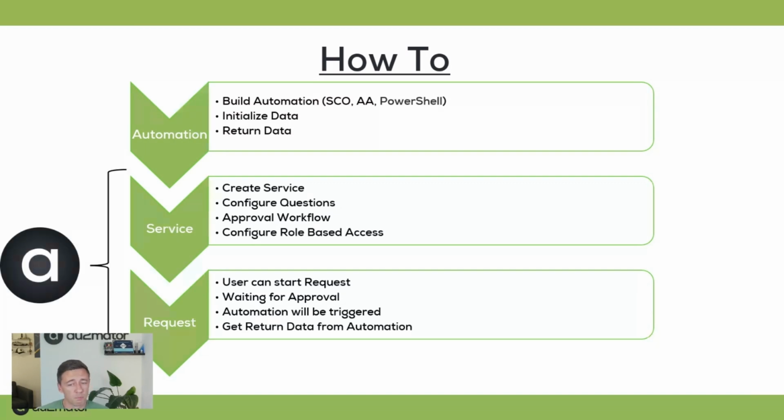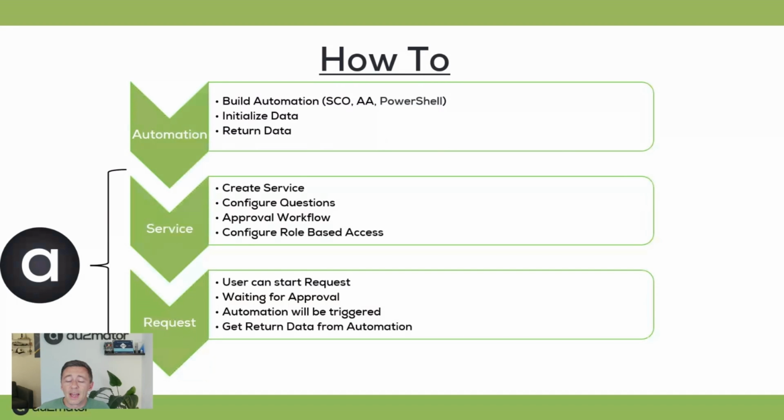Then au2mator comes into place. More on the admin side, you create a service and connect it to the automation you built before. You configure your questions with multiple question types and so on. You can configure an approval, so if your manager needs to approve before the automation is started, or some group of users needs to approve, that can be configured. And of course, each service can be limited to a bunch of users or groups, whoever is allowed to trigger that request.